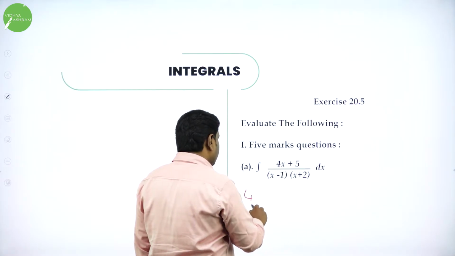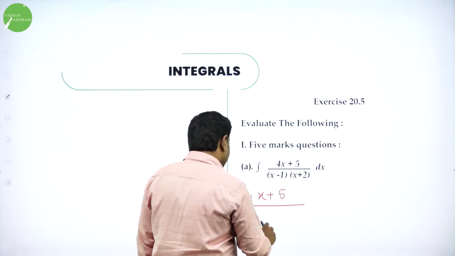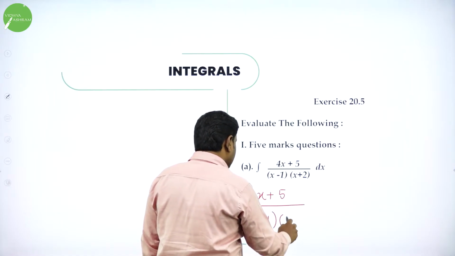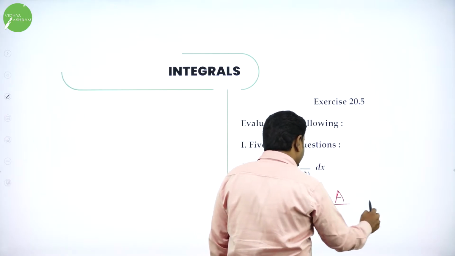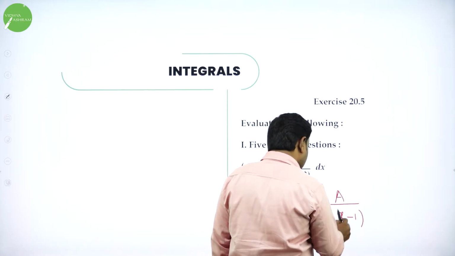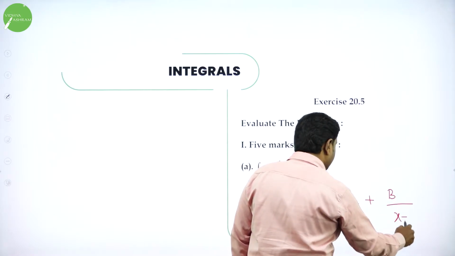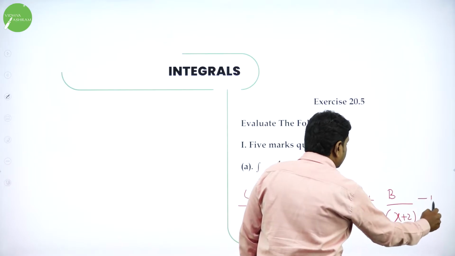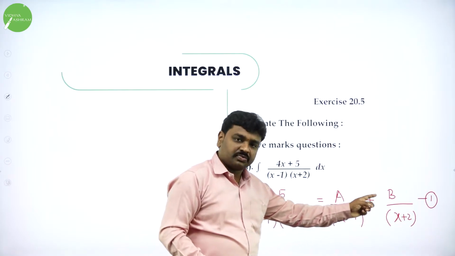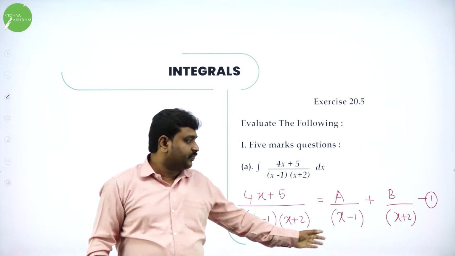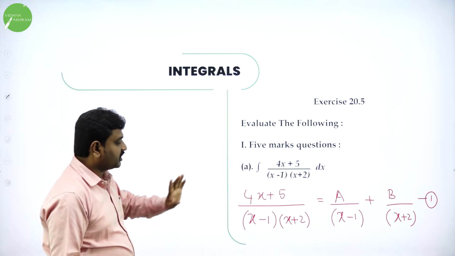I will take 4x plus 5 divided by x minus 1 into x plus 2. Can I write this as a divided by first factor? What is the first factor? x minus 1, plus b divided by second factor. What is the second factor? x plus 2. So call it equation 1. So now I wrote the given problem as a by first factor plus b by second factor. So this is the partial fraction method. We are not integrating. First we are simplifying the given question.